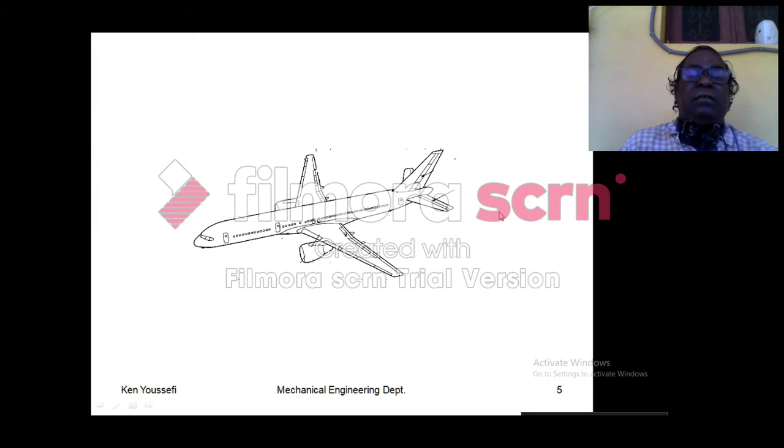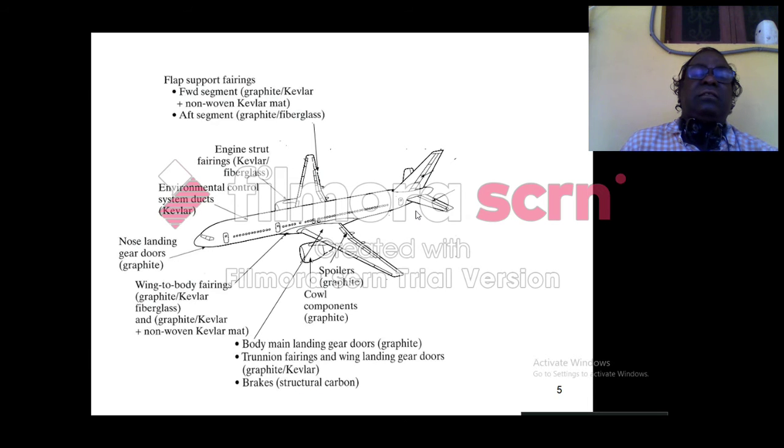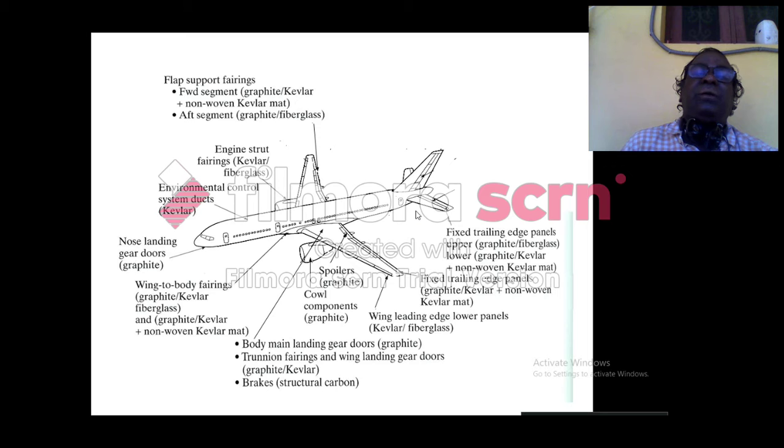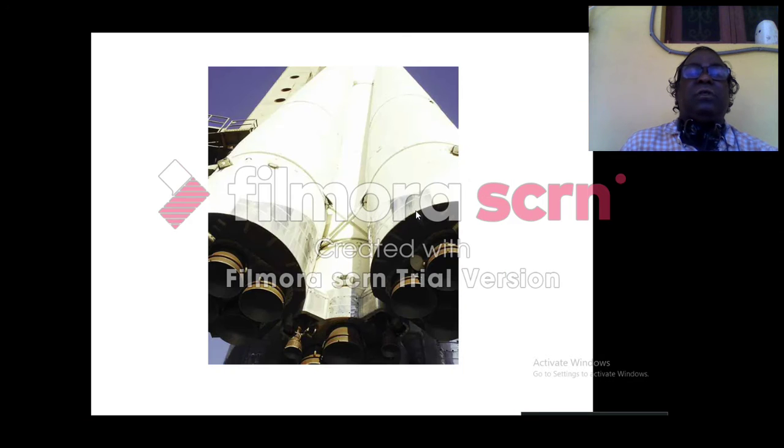If you see a normal aircraft, from the front to the back tail, you will find composite material. In the wings, engine strut, environment control, and nose, they are utilizing fiber composite materials so that the weight will be reduced. In aircraft, one of the main requirements is low weight.